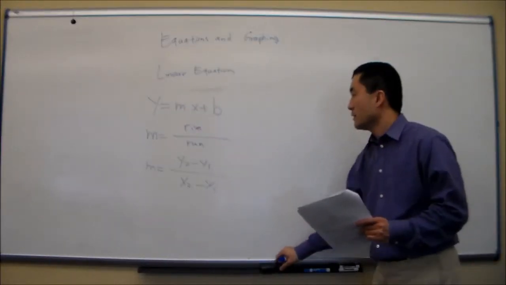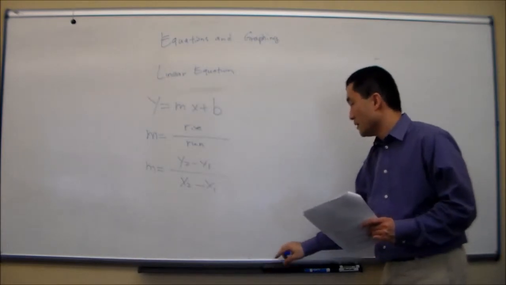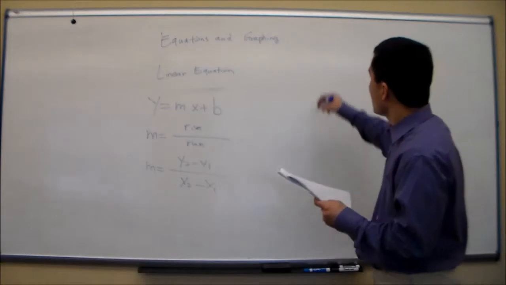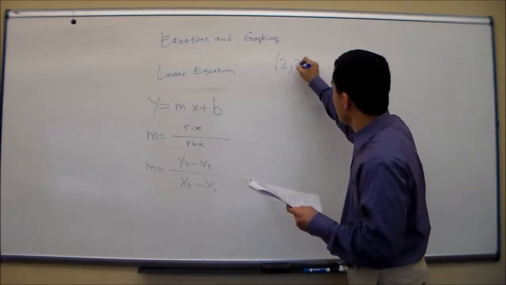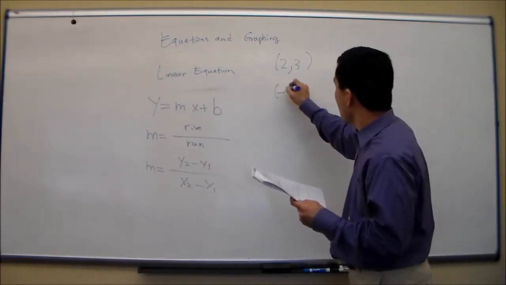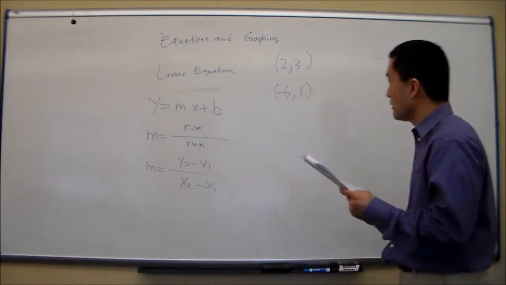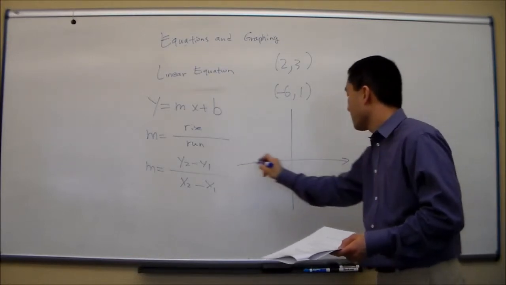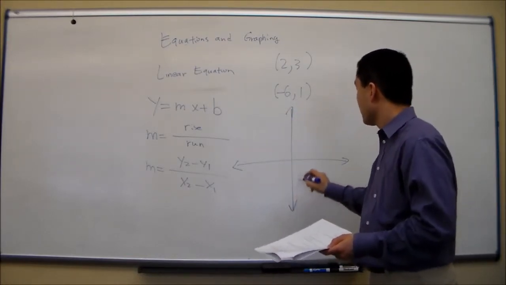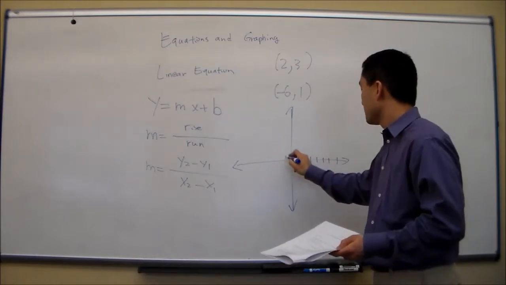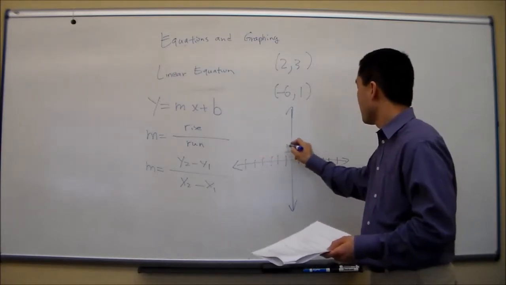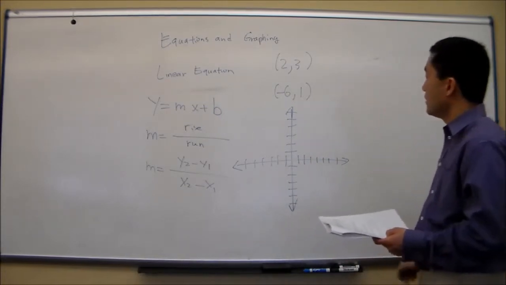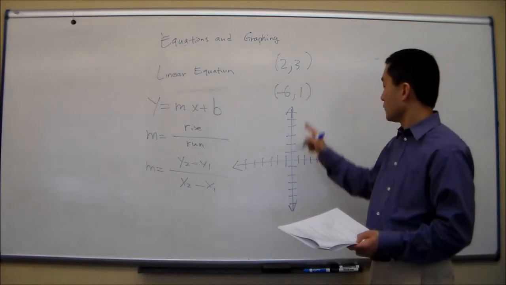So let's do an example for each of these and then see that they're the same, regardless how you do it. So let's say I have a point (2, 3), and then (-6, 1). So let's plot this. So 2 and 3. Let's do that first.